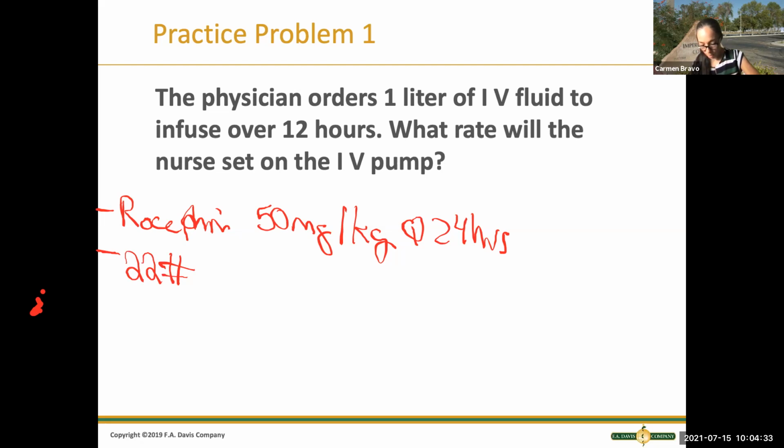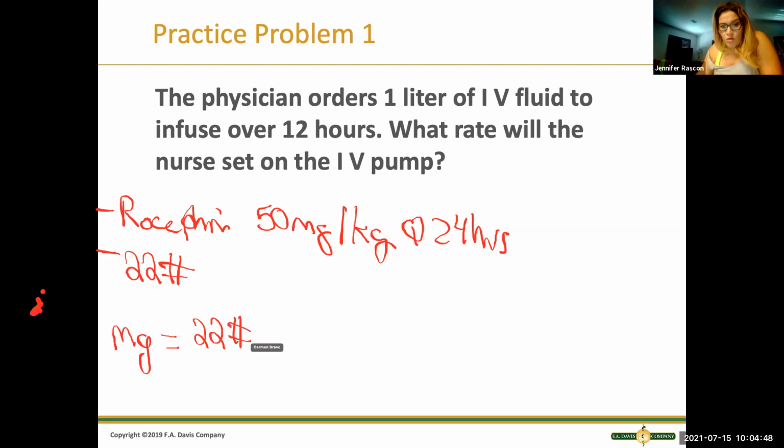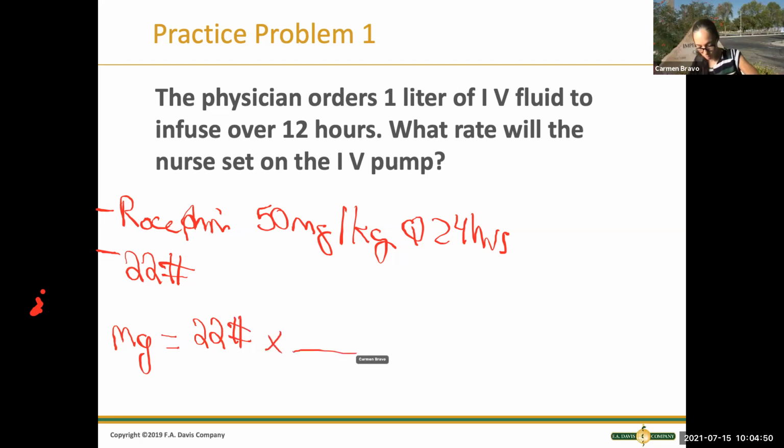So on my problem, what I'm looking for is how many milligrams I'm going to give the kid. So first I have to put down the 22 pounds, and then put my conversion factor here, which is 2.2 pounds. It's equal to 1 kilo, right?